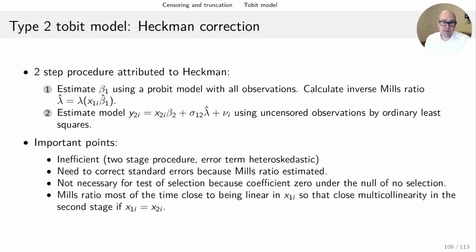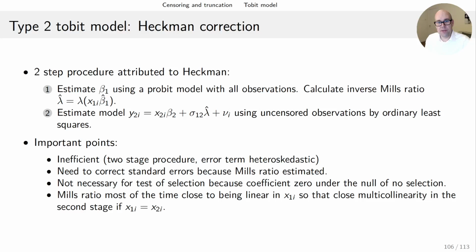Once one has done that, one has an estimate of beta 1, so one can calculate the inverse Mills ratio for all observations. That would be denoted by lambda hat, and that is simply the lambda function, which is the density of the standard normal distribution divided by the CDF of the standard normal distribution evaluated at the fitted value of the part of the index of that binary choice model that has nothing to do with epsilon. Okay, so it's x1i in the data, beta 1 hat.